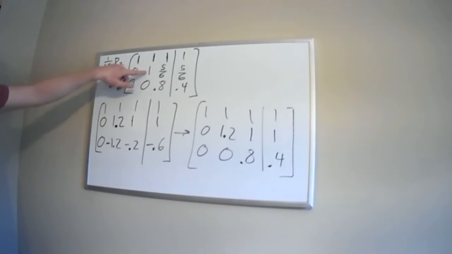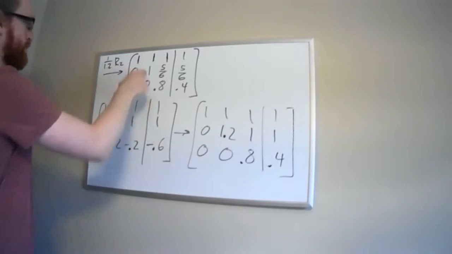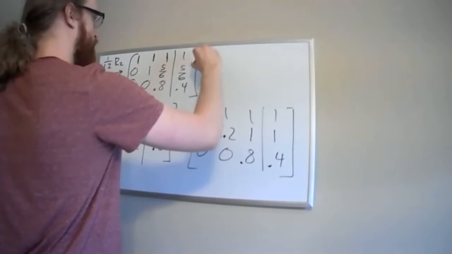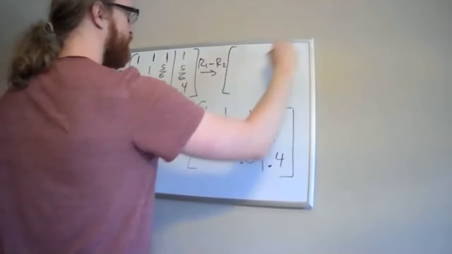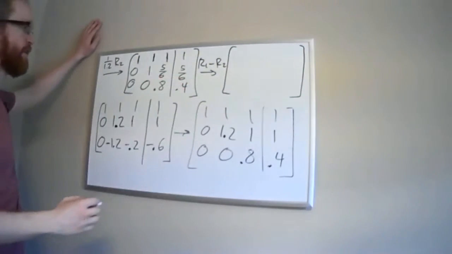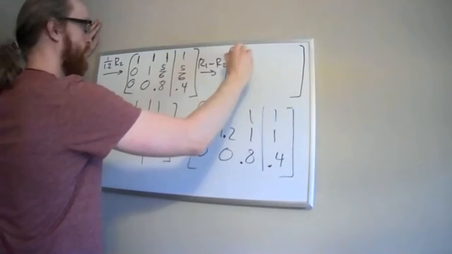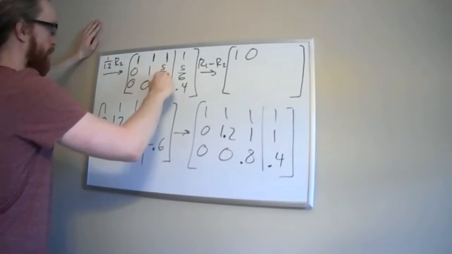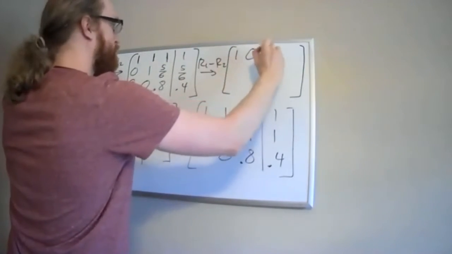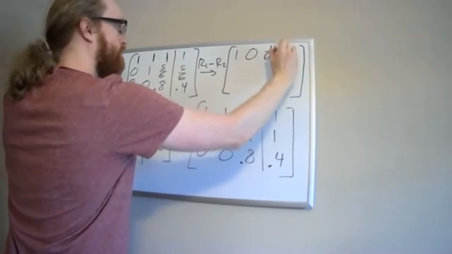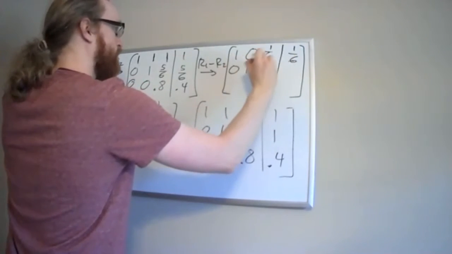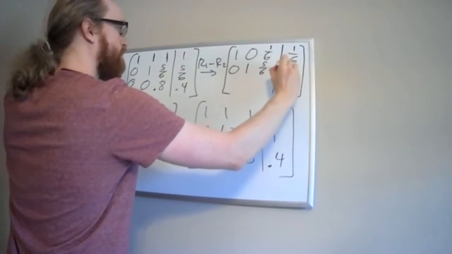So my last thing I need to do in this middle column is get a 0 here. So I'm just going to subtract the second row from the first row, like row 1 minus row 2, so that these 1s will cancel out. So I'll get 1, 0. 1 minus 5 6 is 1 6. So I get 1 6 again. And then I am good. My second column is done.